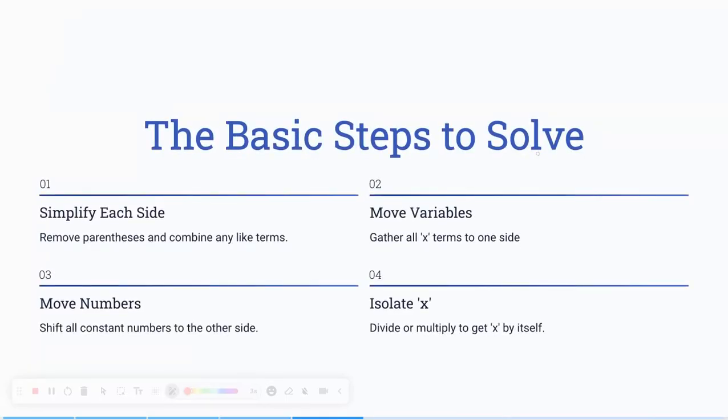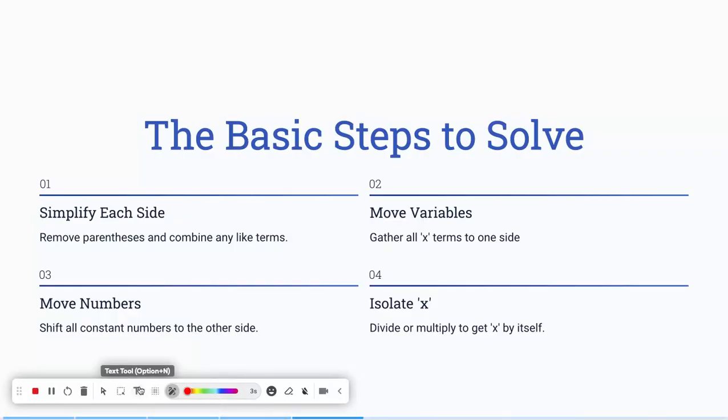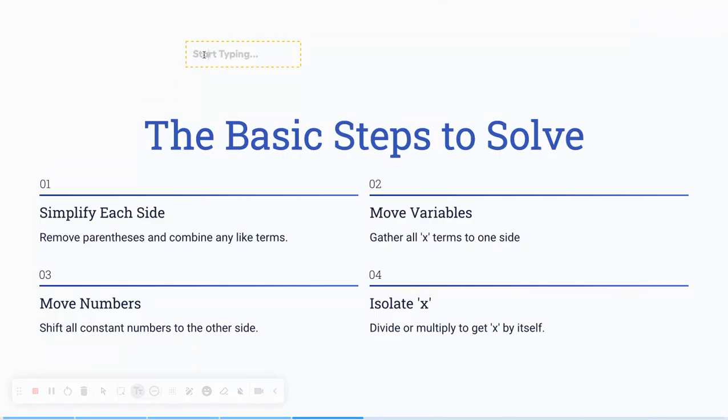So, basic steps. First of all, if our equation is not simplified, for example, let's say you have 9x plus 27 equals 3. You could simplify this equation by dividing all of these by 3, so you would get 3x plus 9 equals 1. That's what I mean by simplifying.